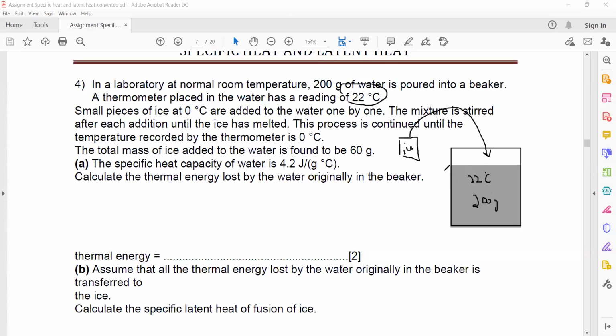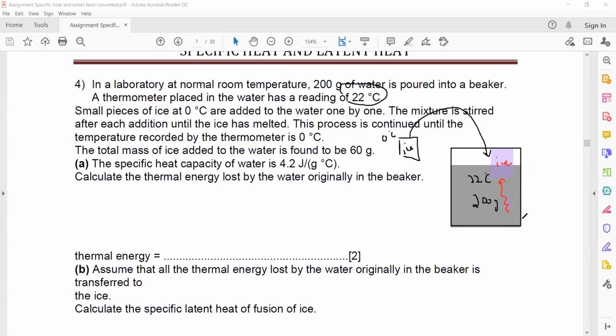So when you put ice, what will happen? Because water is a hot object and ice is at 0 degrees. So ice is a cold object. So heat always transfers from hot object to cold object. So this piece of ice will absorb energy from the water, so that the water is losing heat. So water is losing heat and ice is absorbing heat.